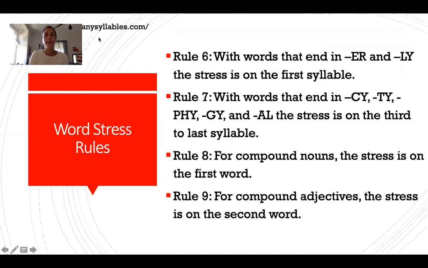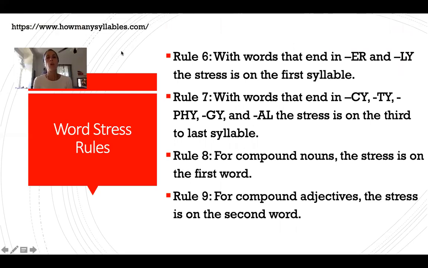With words that end with er or ly, the stress is on the first one, like orderly, critically. For rule number 7, with words that end with cy, ty, phy, gy, and a really crazy al, the stress is on the third to last syllable, like photography.